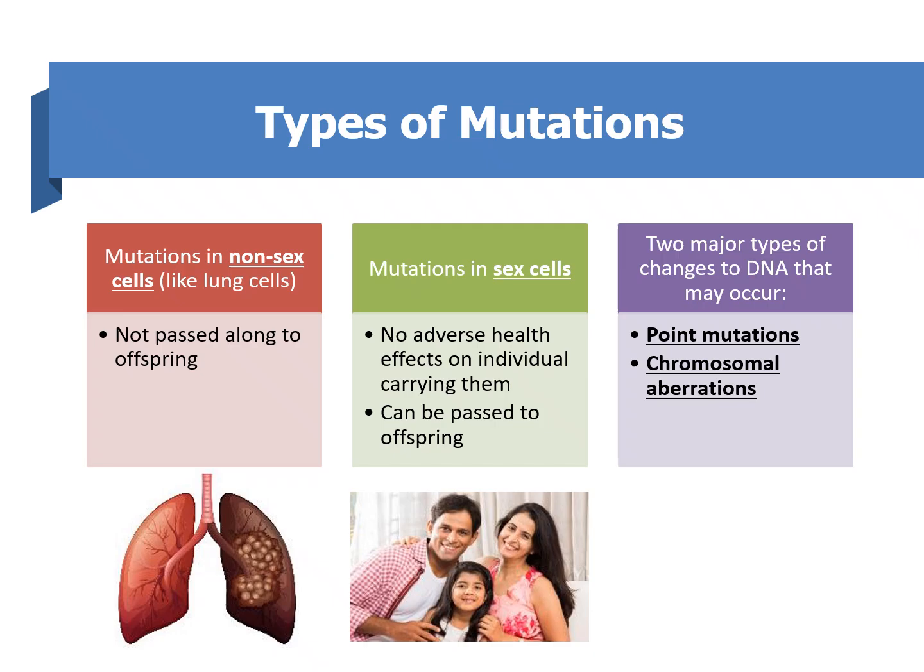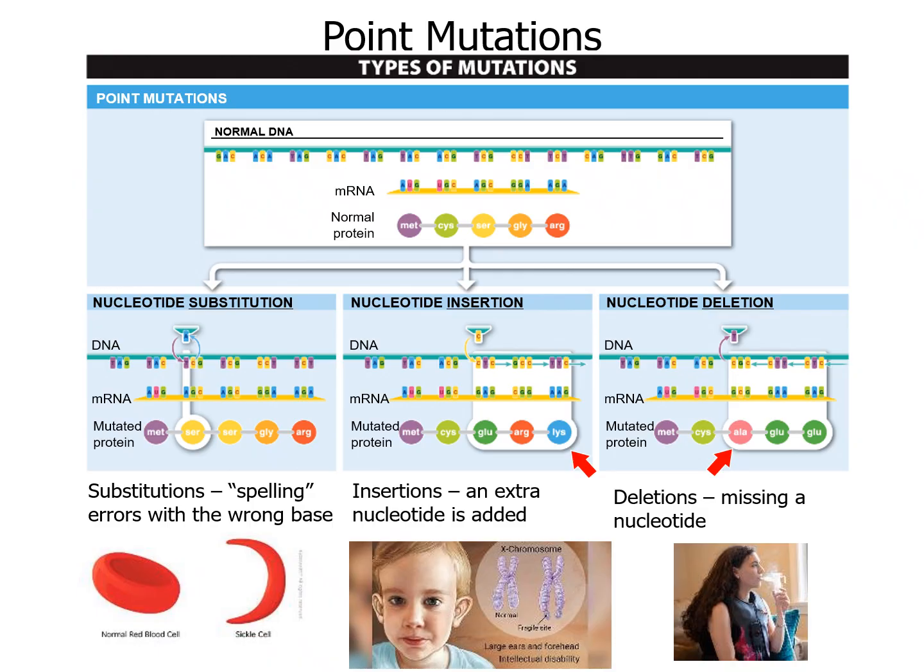Okay, so point mutations are a change in one base, so one A, one T, one C, or one G. I want you to see at the top of this illustration, we have our normal DNA, so our normal A's, T's, C's, and G's in the correct order. That is going to lead to normal RNA, which leads to a normal protein sequence. Because if we change the DNA, it changes the RNA, and if the RNA is different, it could change the protein because it changes the order of the amino acids.